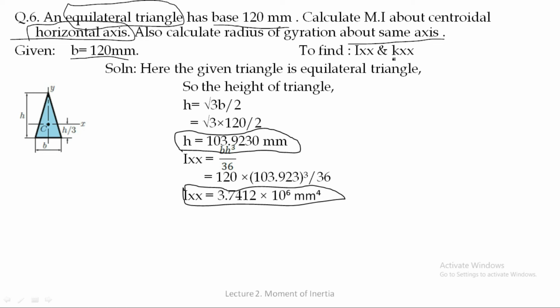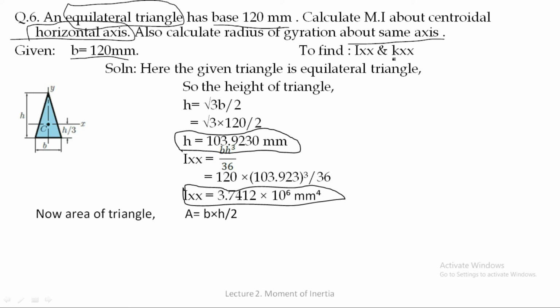So you know the formula of Kxx, as we have learned in our last numerical. What is Kxx? Kxx is equal to the square root of Ixx upon A. What is A? A is the area of the section. The section over here is a triangle, so we have to find the area of the triangle.